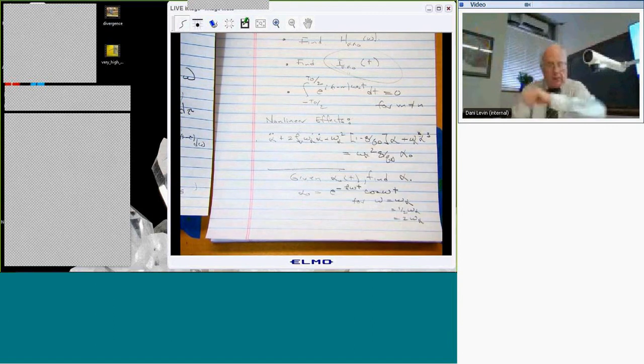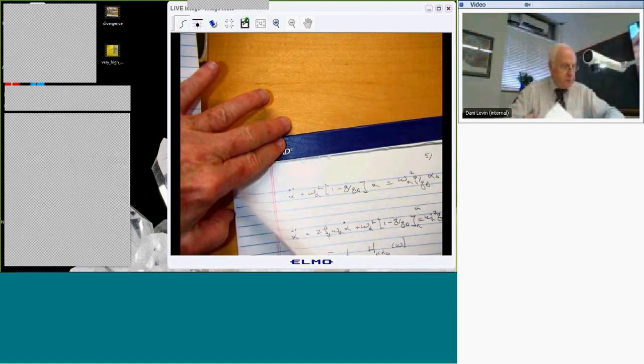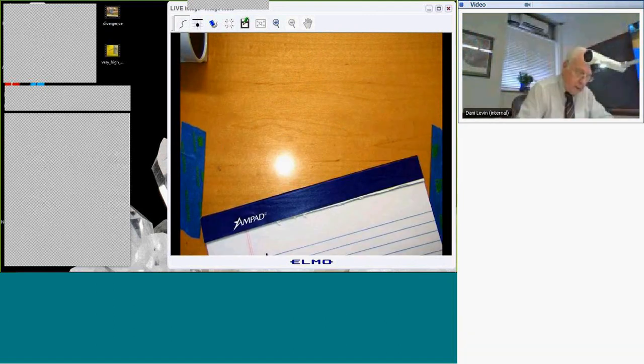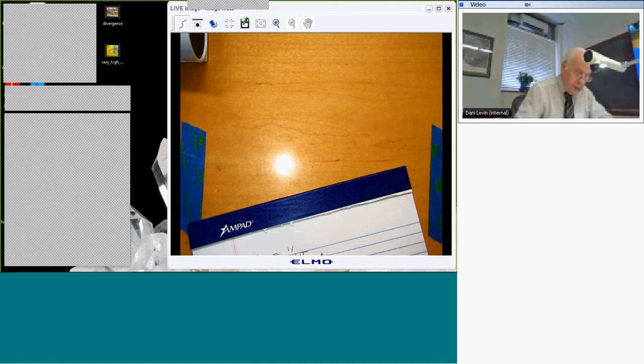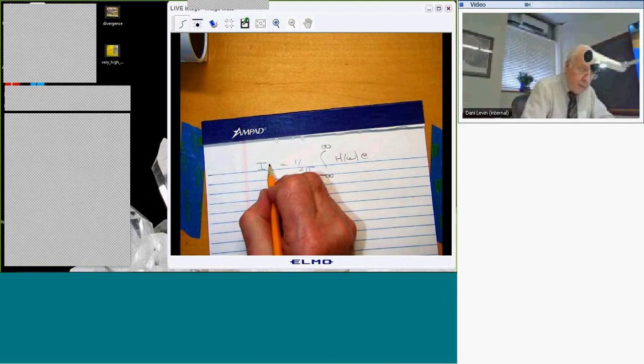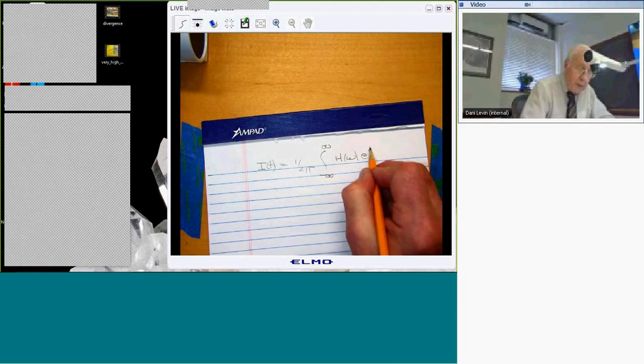Remember what I is? I can find it again. I'm going to leave all the subscripts off. It's 1 over 2 pi, the integral of the transfer function, right? This is a function of time. e to the i omega t d omega.